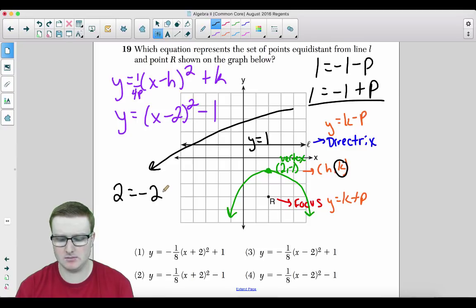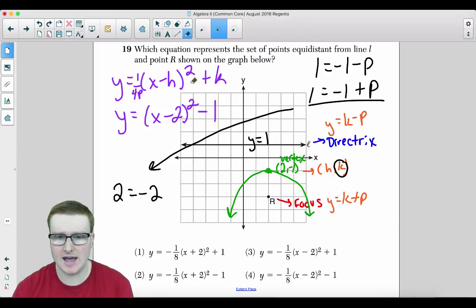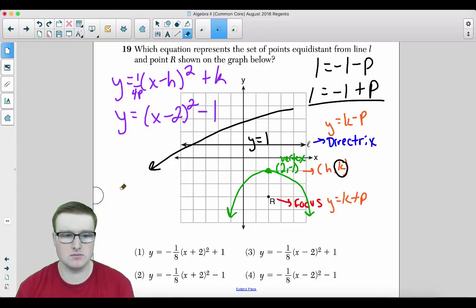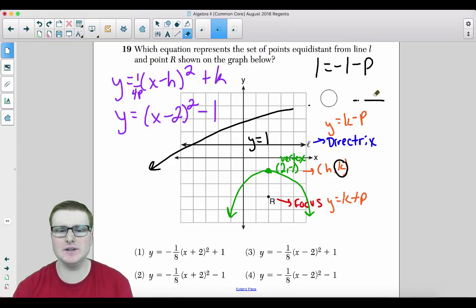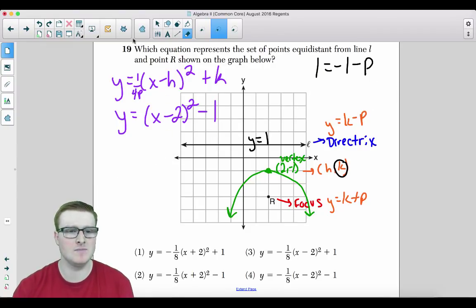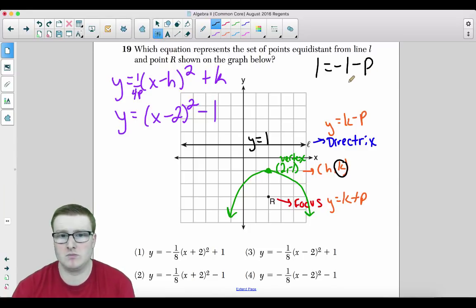No, I'm sorry. Wait a minute. I did something wrong here. Do we have that k value? No, I'm sorry. We could just... Oh, we don't even need to set up a system of equations, folks. We could just solve it right here, right now.